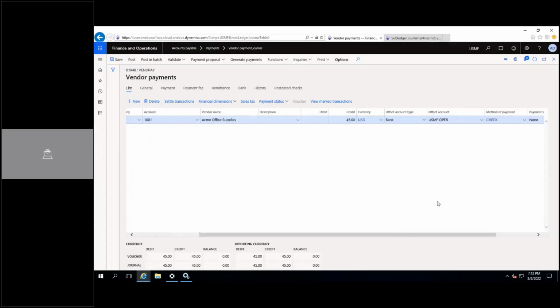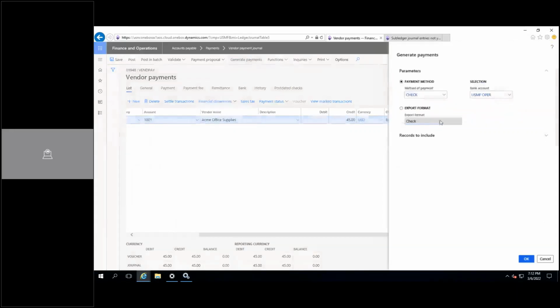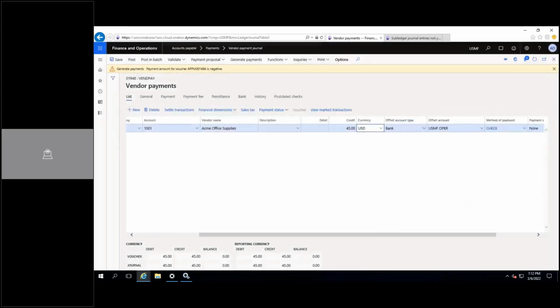Suppose I'm doing generate payment here. I need to do generate payment. You are going to learn this slowly. So if I click OK, it will throw an error message only for vendor payment, whereas for customer payment, it will not show. Check will not be generated. It will throw an error message.